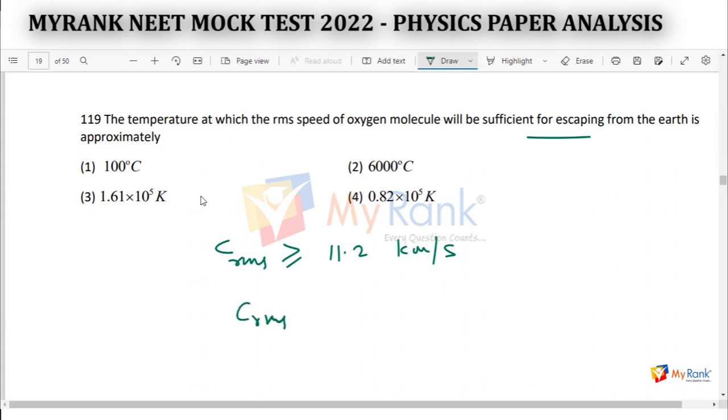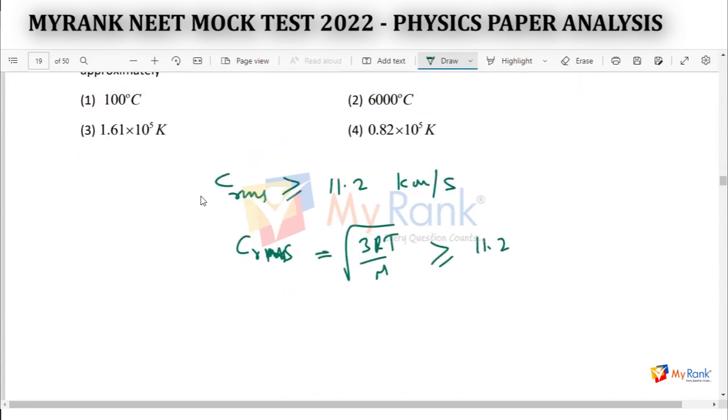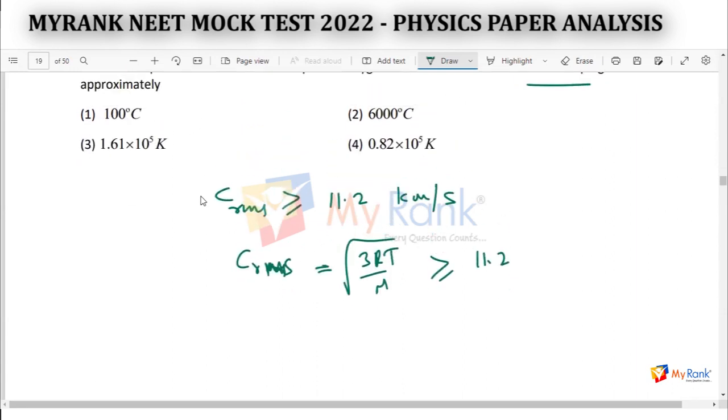And also CRMS, formula by definition. Root mean square speed, students. CRMS is nothing but root over 3RT by m. 3RT by m should be greater than or equal to 11.2 kilometers, suppose if I write in SI units like this. So now your R value is given, M value. How much, friends? 3 into R value given as 8.3, into T, divided by M.